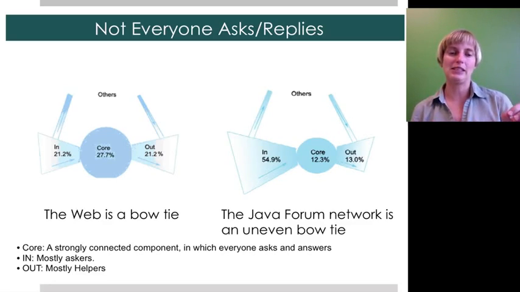So maybe A replied to B, and B didn't reply directly to A, but B replied to C, who replied to D, etc. You have a large in component.